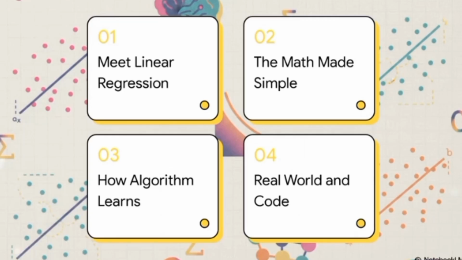So here's our roadmap for conquering this together. 1. We'll meet linear regression. 2. We'll make the math super simple. 3. We'll see exactly how the algorithm learns. And 4. We'll look at the real world and the code. Let's get to it. All right, Section 1.